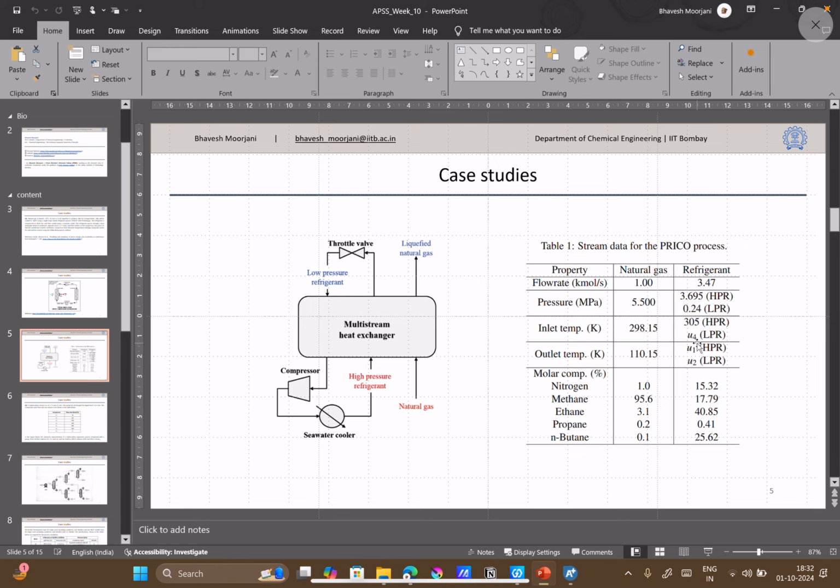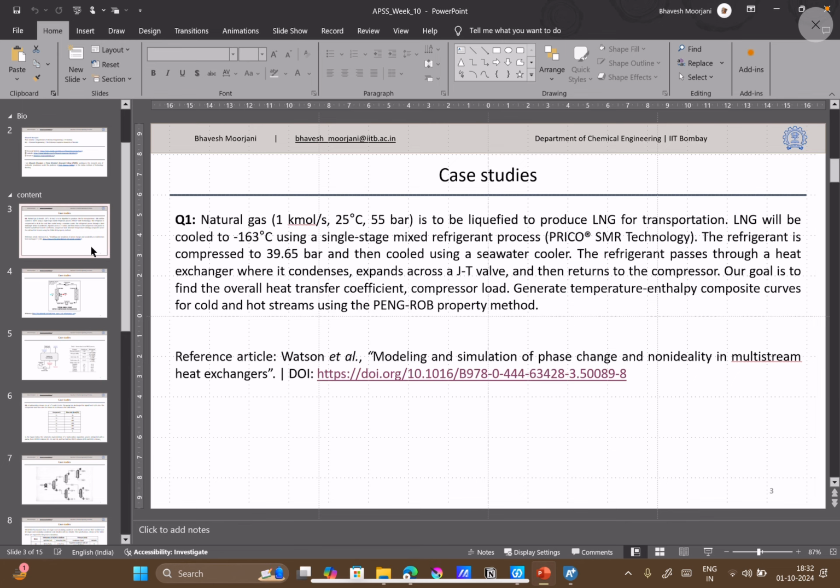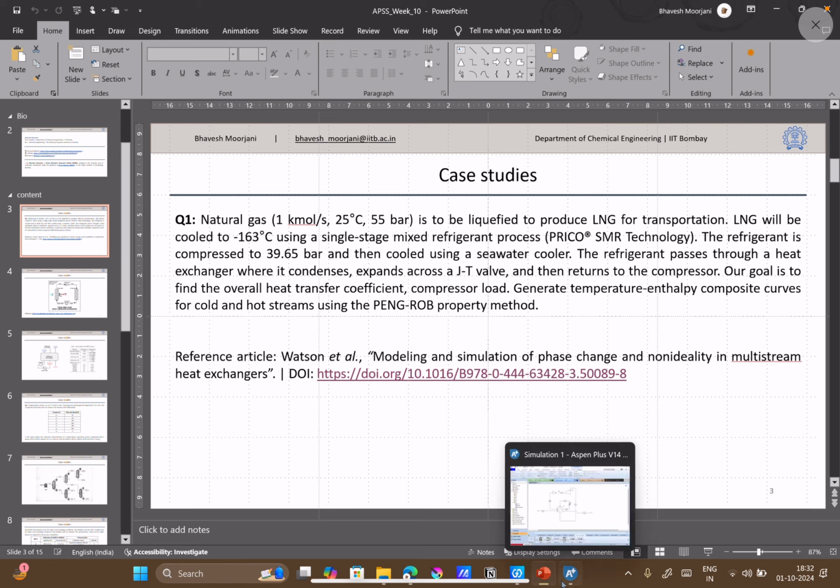Okay, there are some unknowns here. The in-between temperatures for this refrigerant cycle are not known to us. The outlet temperature of natural gas is provided and its molar composition is provided. So these U4, U1 and U2 are unknowns that we have to figure out on our own, what these temperatures should be. What other information do we have here? The same information has been stated here. So let's try to simulate it and then see what the possibilities for this unknown temperature should be.